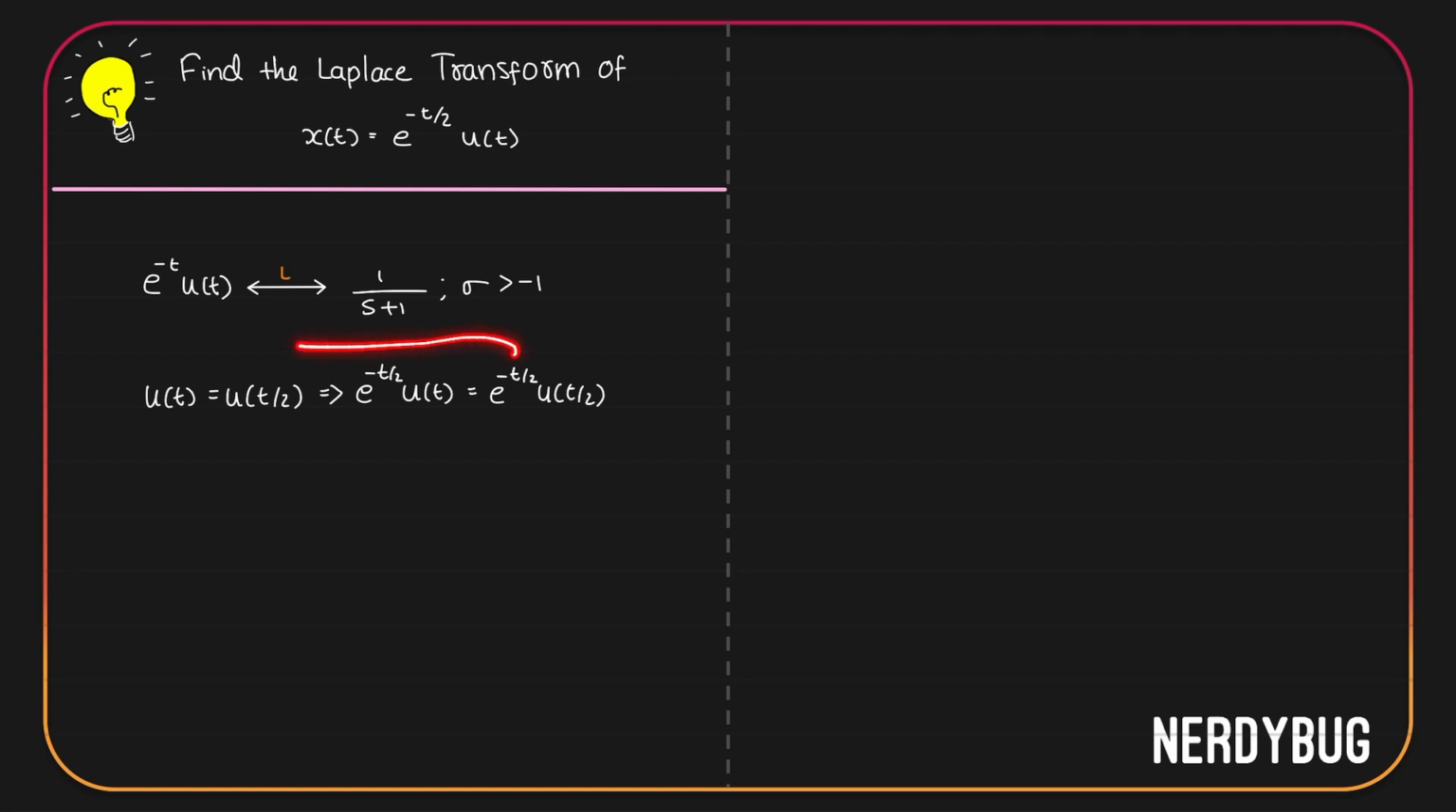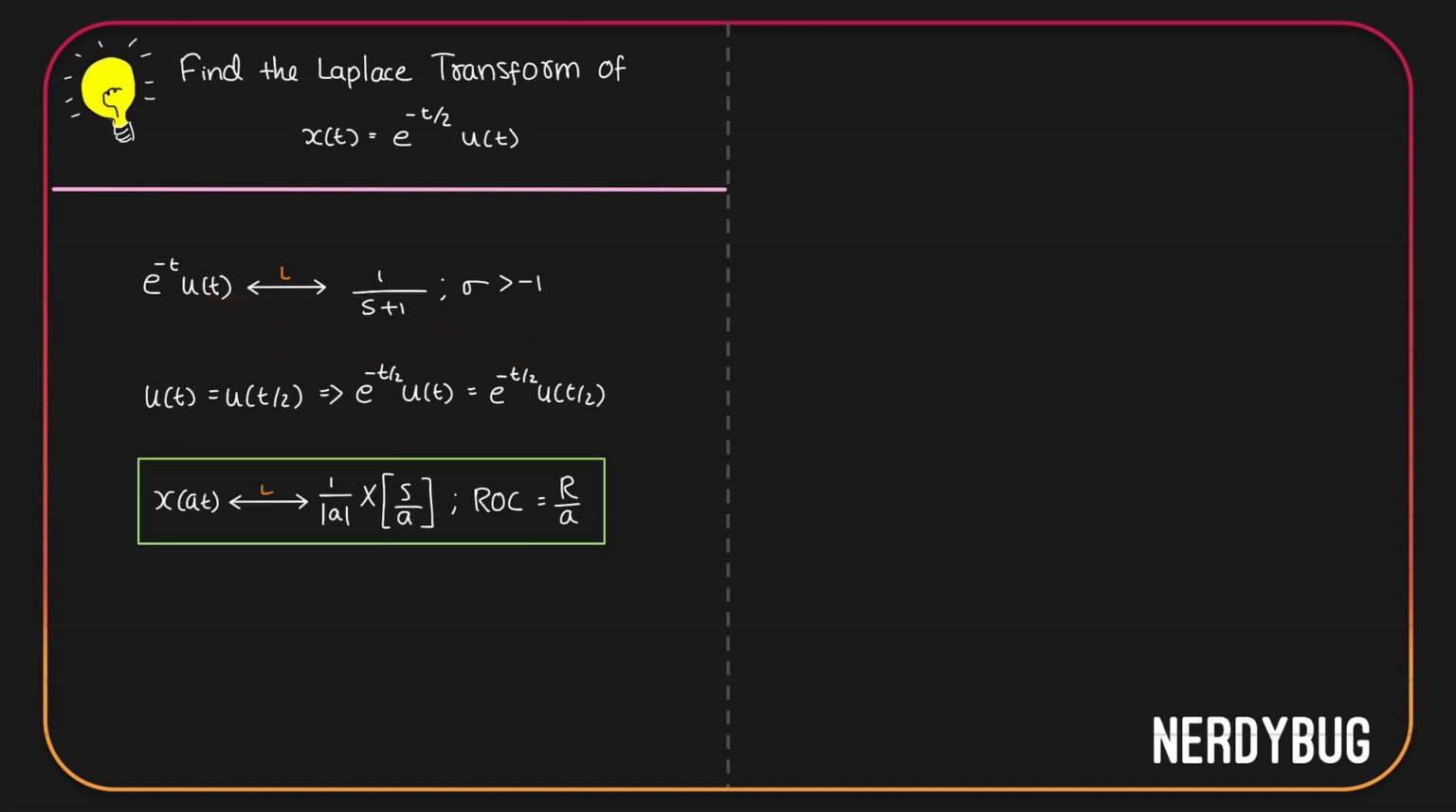Now this function is simply e raised to minus t u of t with t being t by 2. According to the time scaling property, Laplace transform of x of at is 1 by magnitude of a multiplied by x of s by a, and ROC is R by a. Comparing these two, we can see a here is 1 by 2. So Laplace transform of e raised to minus t by 2 u of t will be 1 by magnitude of 1 by 2, which is 1 by 2, x of s by a.